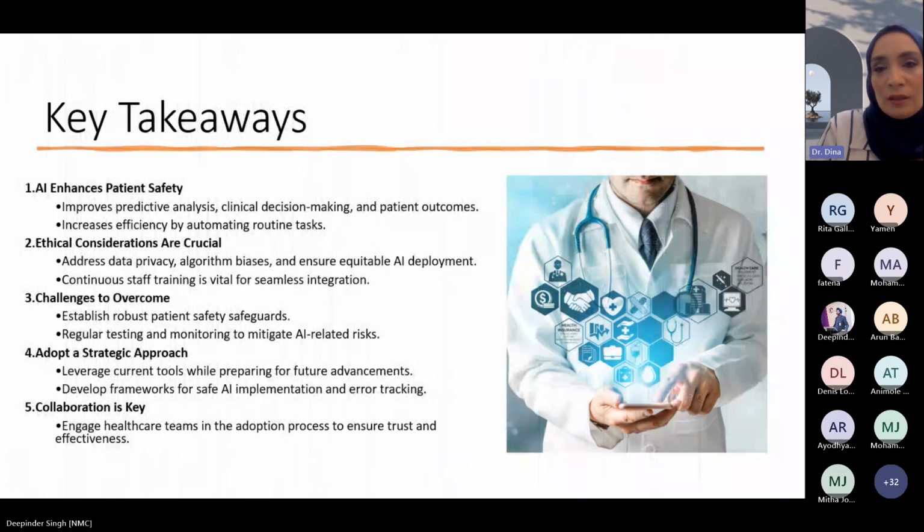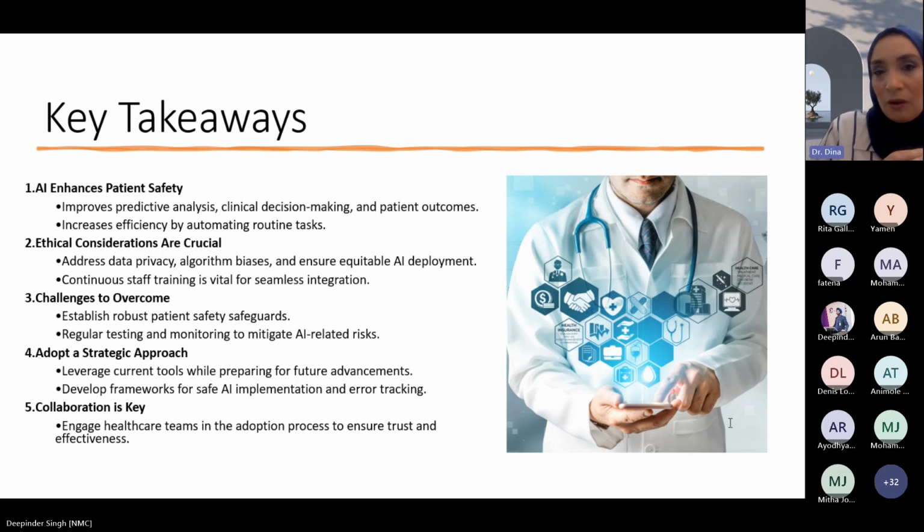Okay, so this is the last slide: the takeaways that we want you to end up with. AI can enhance patient safety. Yes, it can, but it depends. It can improve prediction, clinical decision-making, and patient outcomes. It can increase efficiency by automating routine tasks. However, you have to keep an eye on it.